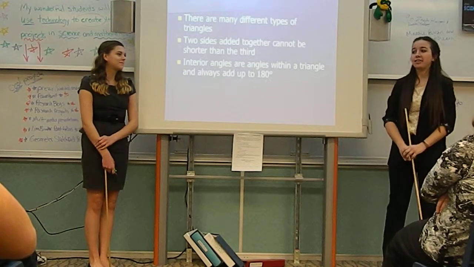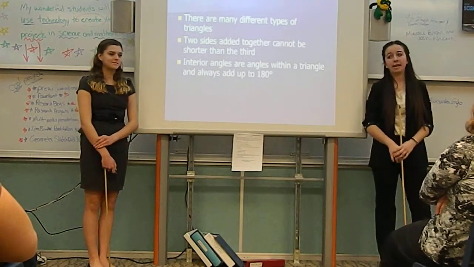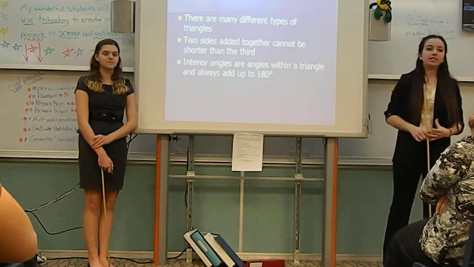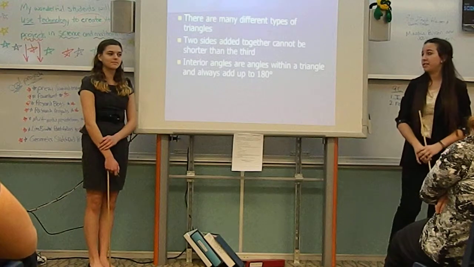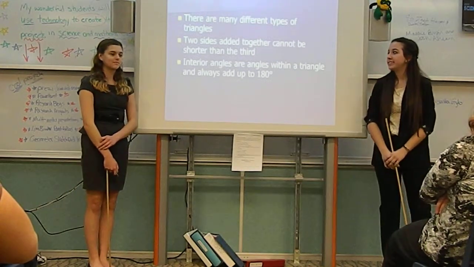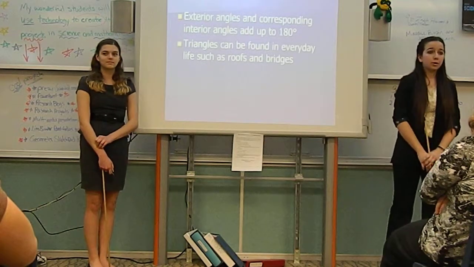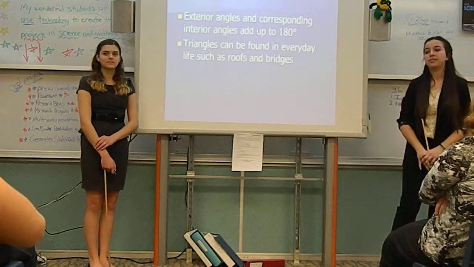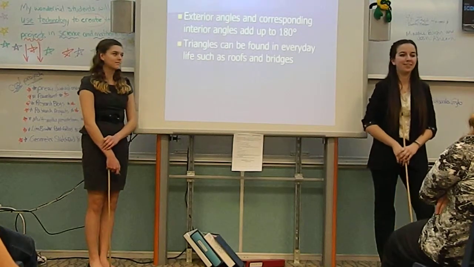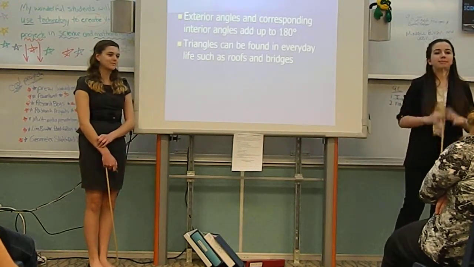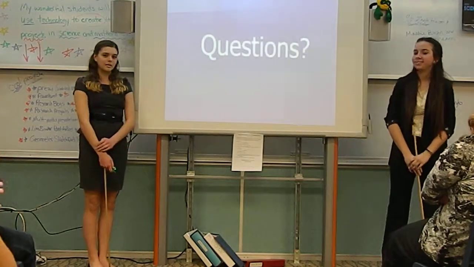In conclusion, there are many different types of triangles. Also, if you add together two sides of the triangle, the sum has to be greater than the third side of the triangle for it to pass the triangle inequality. All interior angles of a triangle must always equal 180 degrees. And exterior angles and their corresponding interior angles will also equal 180 degrees. And as mentioned, triangles are always found around us, in bridges, and even right above us on the road. We're excited. Does anyone have any questions?